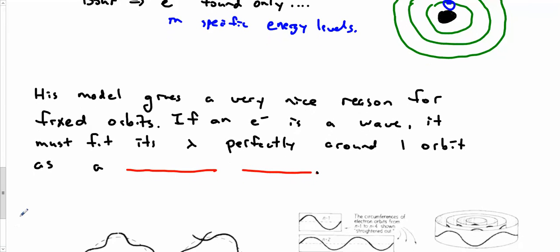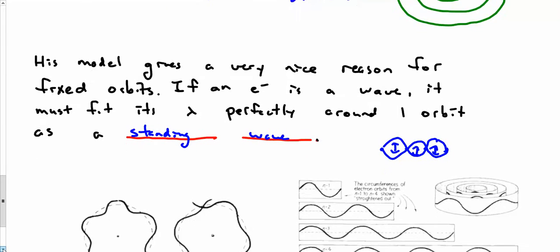And this is fantastic because his model explains this very, very well. His model gives a very nice reason for this. If an electron is a wave, it must fit its lambda perfectly around one orbit as a standing wave. And we might remember a standing wave as these waves where these parts are going up and down and up and down, and there's nodes here. Yes? If you think about an electron as a standing wave, it's perfect.